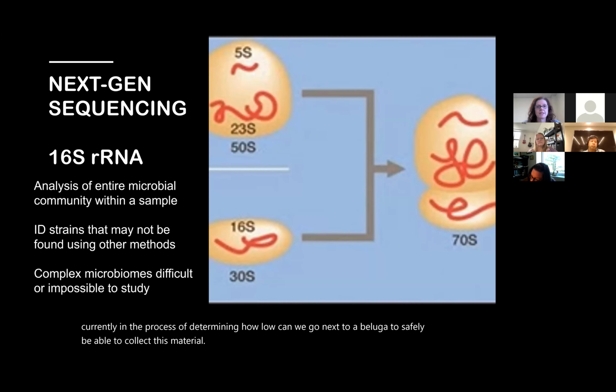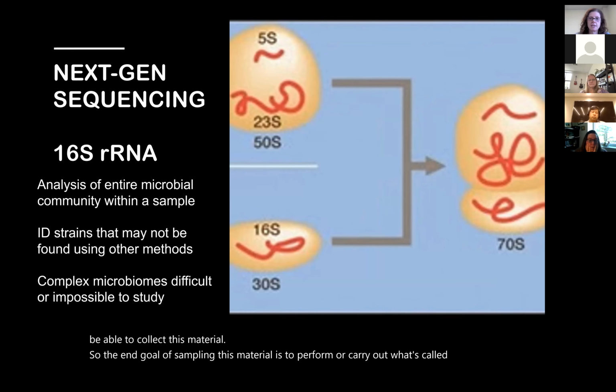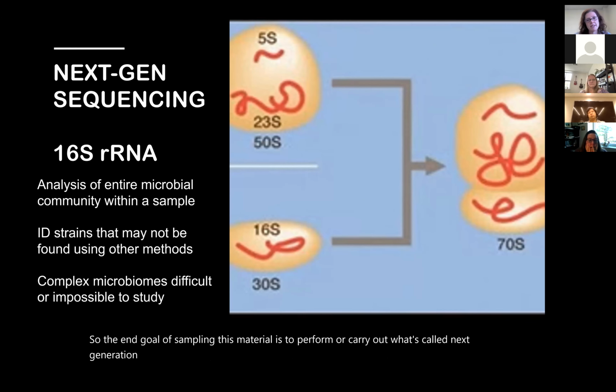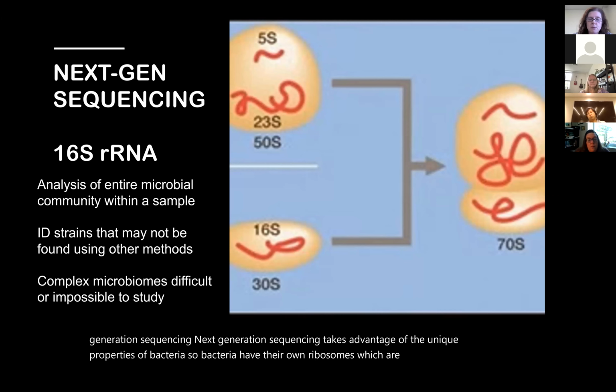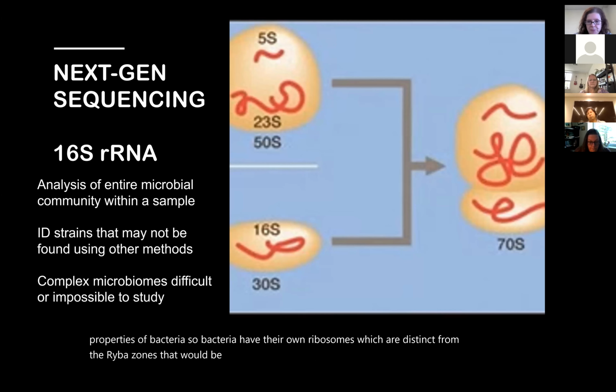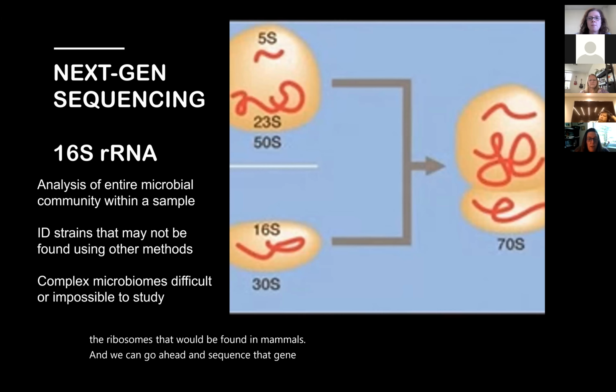So the end goal of sampling this material is to carry out what's called next generation sequencing. Next generation sequencing takes advantage of the unique properties of bacteria. So bacteria have their own ribosomes, which are distinct from the ribosomes that would be found in mammals. And we can go ahead and sequence that gene to detect what bacteria may be in a sample.